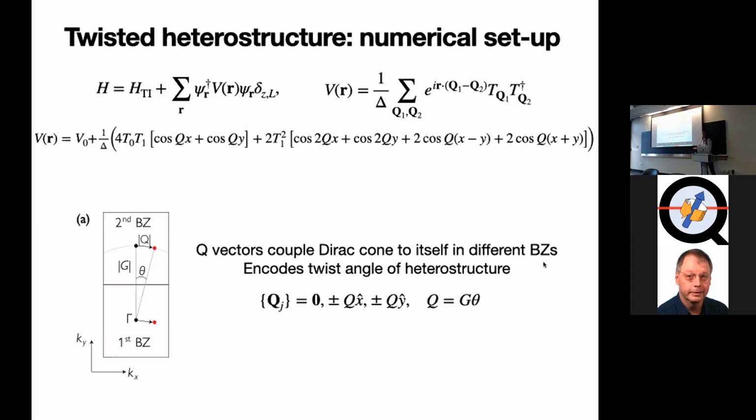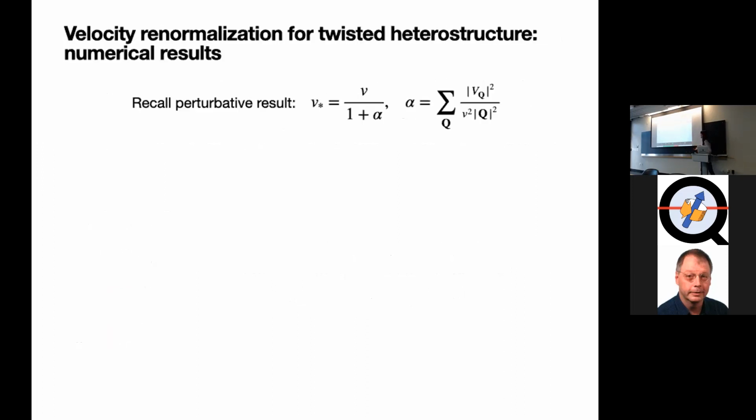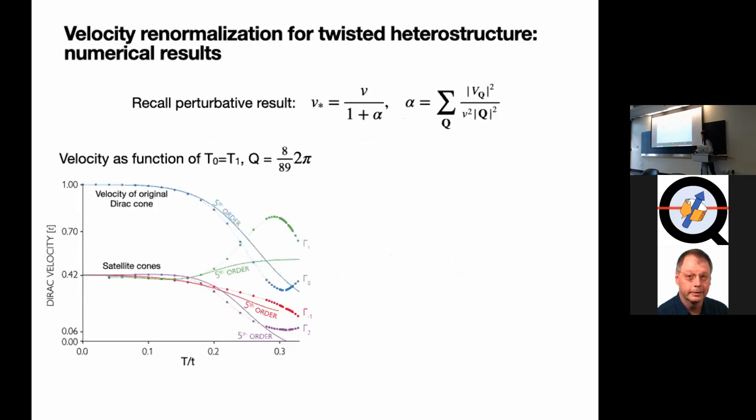So we simulated this twisted heterostructure. We make a 3D model of a 3D TI, just the BHZ model in 3D, and put this potential on the surface. I want to show the numerical results for this. The main result is that we can look at the velocity of our Dirac cone as a function of the coupling between the 2D layer and the 3D TI. So there's some coupling strength, and what happens if we ramp that coupling strength up?